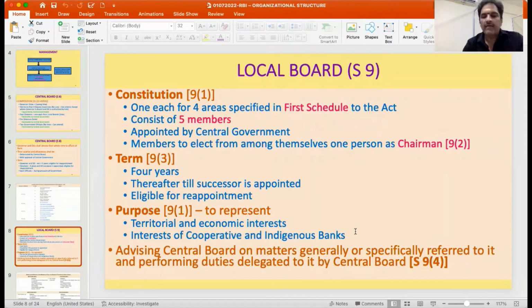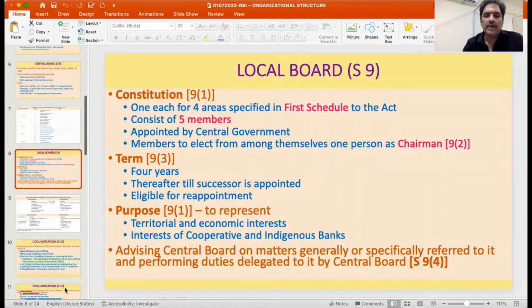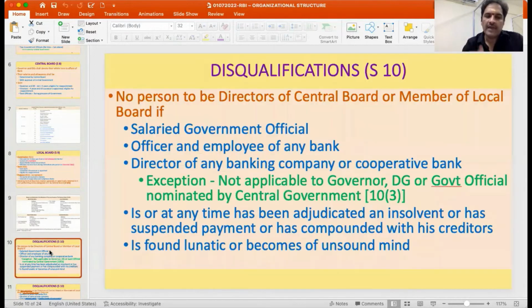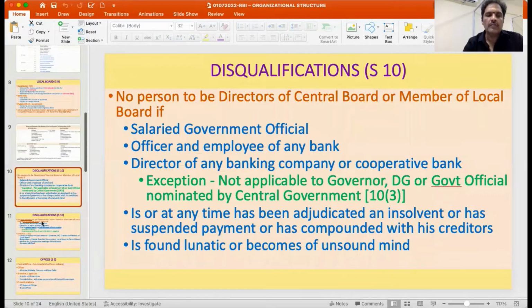Apart from this, they have an advisory role on matters generally or specifically referred to it, and they can also be in the delegation of the central board. There are powers which are delegated to the local boards, and they will have to perform the duties as delegated to them by the central board. So this is the composition. There are a lot of vacancies in the local board which have not been filled for so many years. Same is the case with central board directors also.